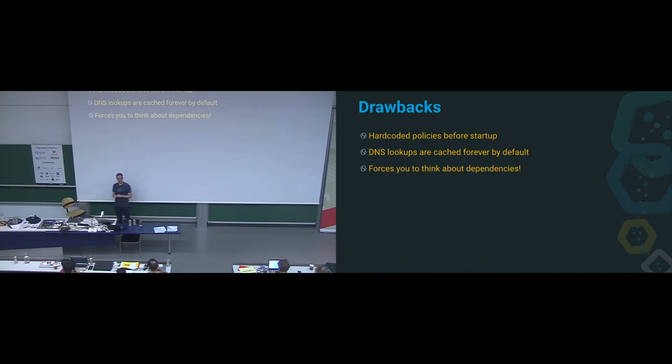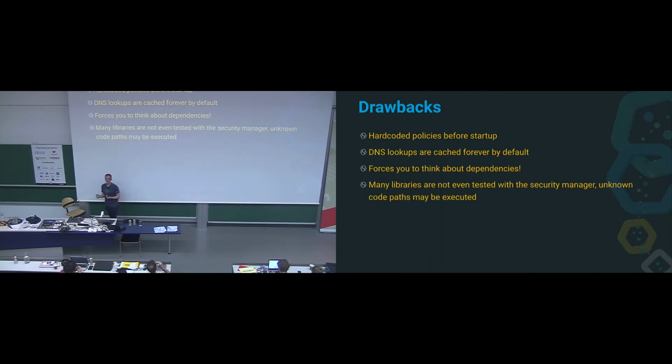And now we come to the fun part. This was already mentioned in the keynote this morning. Like, people stop thinking about the dependencies or the dependencies of the dependencies, right? And with the security manager enabled, you have to know what code your dependencies are actually executing. Is your transitive dependency using reflection or not if you disable it? Like, what happens when you run in production and it's disabled? And the biggest problem is that many libraries are not tested with the security manager enabled, which means you're running completely unknown code paths if the security manager is enabled.